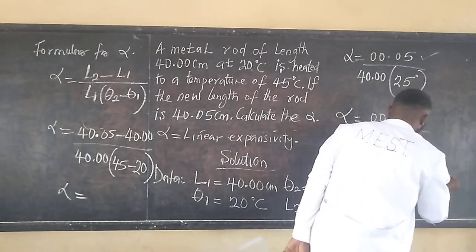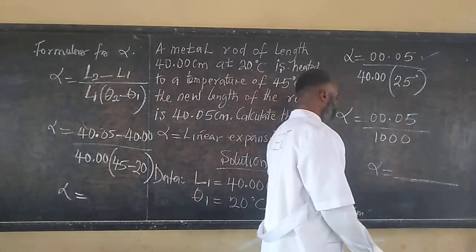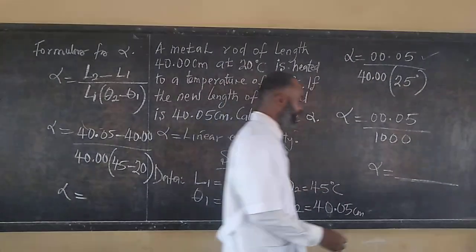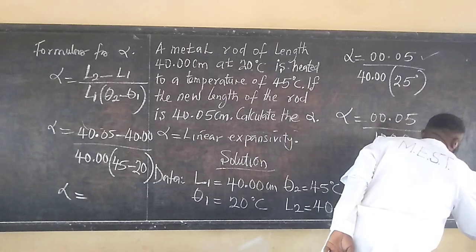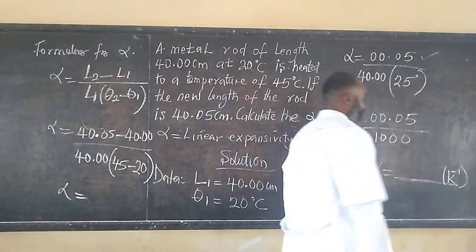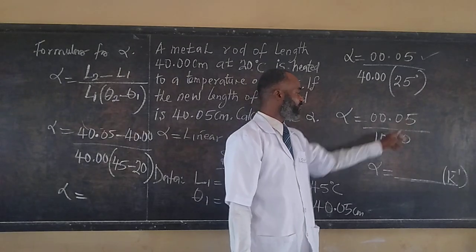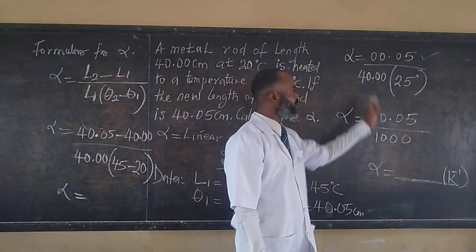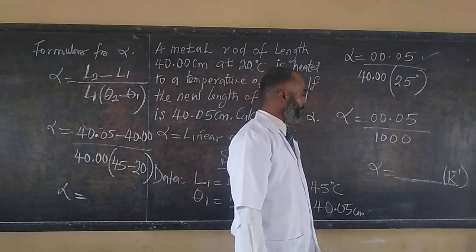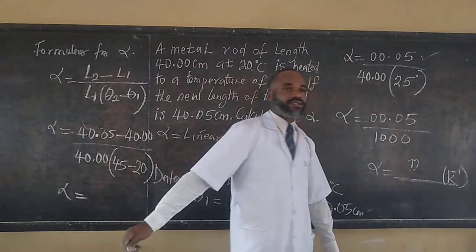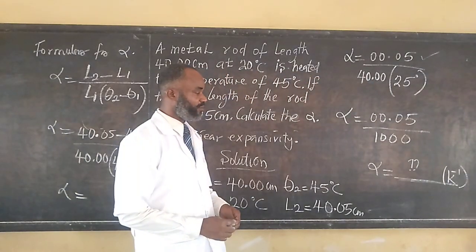The next thing you are going to do, to prove to me that you have actually understood this, is this. The linear expansivity is measured in per Kelvin. That's the unit. So find out 0.05 divided by 1,000 according to what we have here. Whatever it gives you, put it in the comment section. Let's discuss further from there.